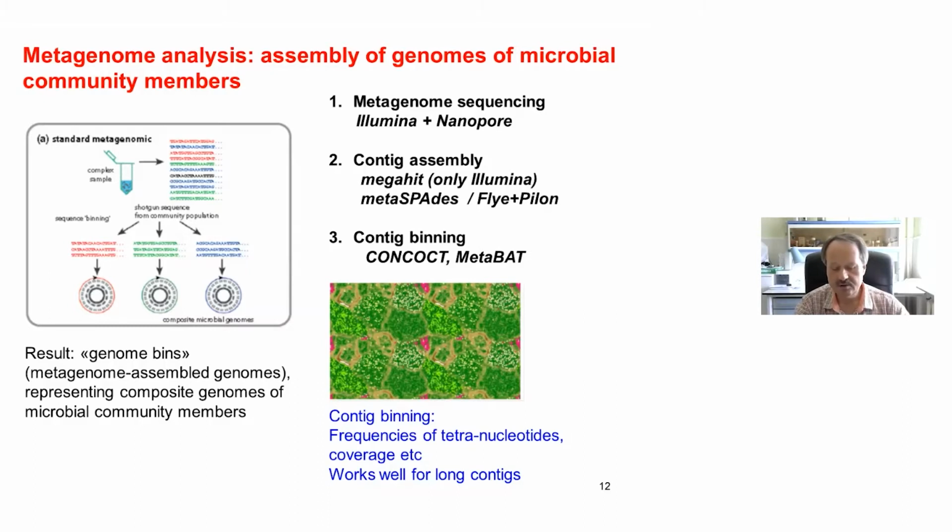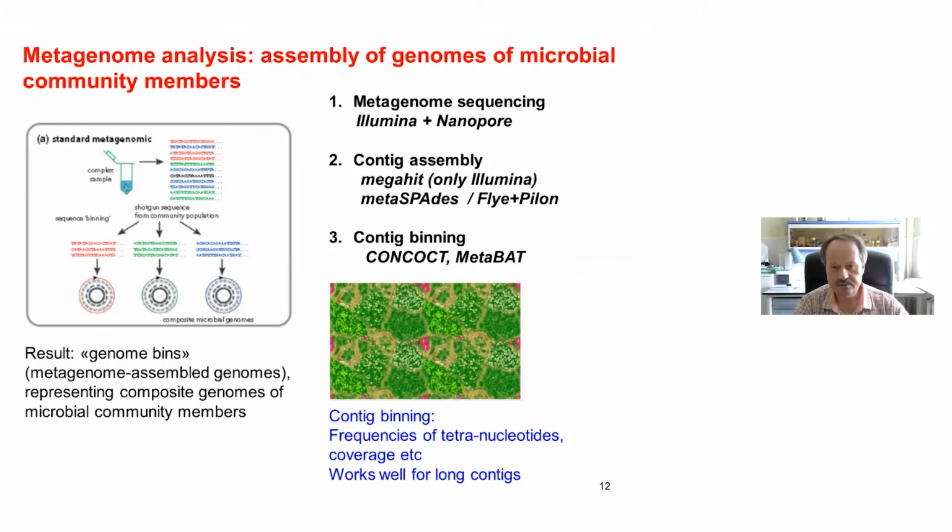If we have only Illumina reads, then assembly is done using MEGAHIT. If we have both Illumina and nanopore, we use the hybrid assembler metaSPAdes. Alternatively, in case of high coverage by nanopore reads, we use Flye to assemble only nanopore reads and then correct sequencing errors by mapping Illumina reads to nanopore contigs using Pilon. This is the best but not really affordable variant.